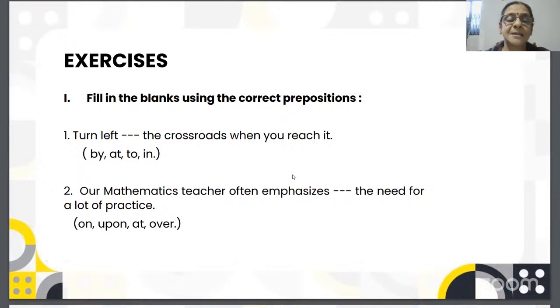Our mathematics teacher often emphasizes dash the need for a lot of practice. Is it on? Is it upon? Is it at or over? Any answers? Yes, it is upon. Our mathematics teacher often emphasizes upon the need for a lot of practice. Upon the need, because emphasize is the verb given. Emphasis means always some kind of stress. So it is upon the need for a lot of practice.